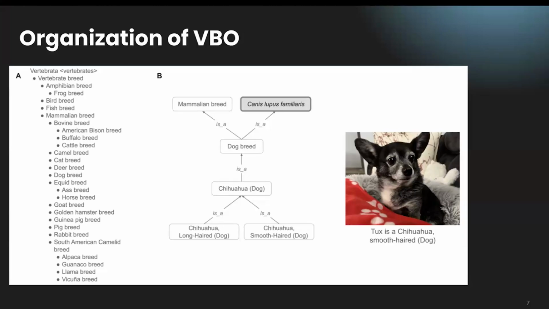Just one quick note here, since we're here. You will see that in VBO, a lot of the names have the animal in parentheses. So, for example, here we have Chihuahua, dog in parentheses. This looks a bit weird, but that was necessary because a lot of breeds of different animals have the same name. So we wanted to make the distinction. Next slide, please.